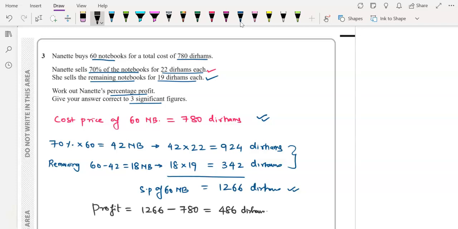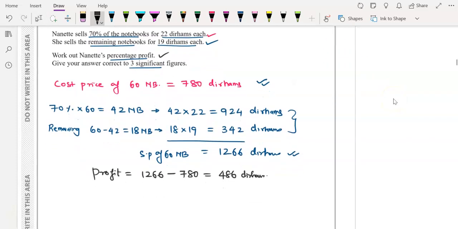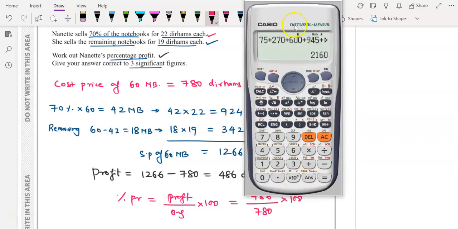But the question is to find the percentage profit. So to find the percentage profit, the formula is your percentage profit is your profit upon the original price, that is the cost price, times 100. So your profit earned is 486. Your original cost, that is the cost price, is 780 times 100. So let's put this in the calculator.